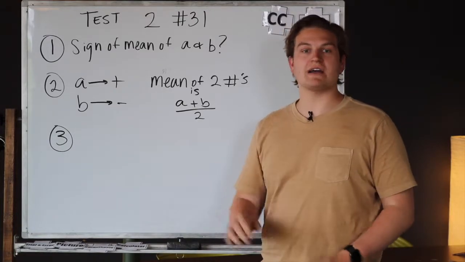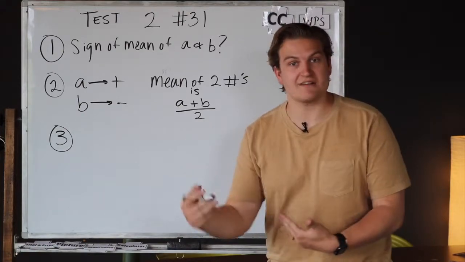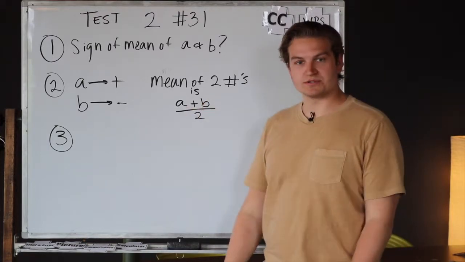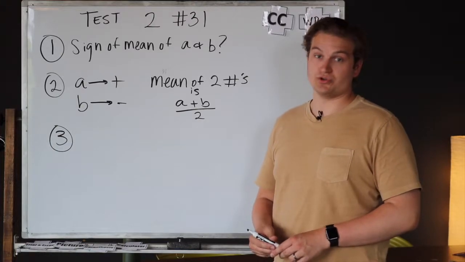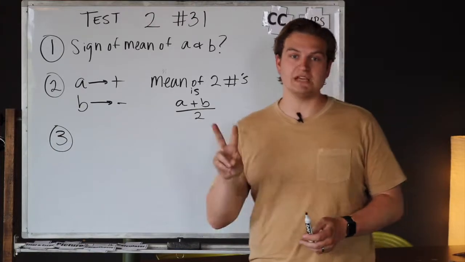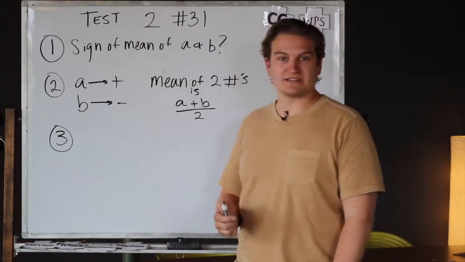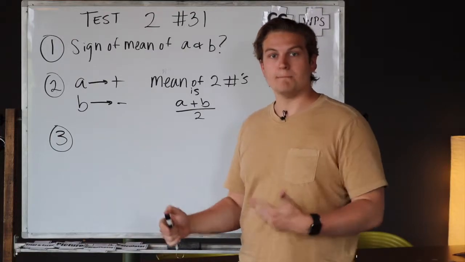So just a quick reminder of what the mean of two numbers is. The mean is also called the average. And to calculate the mean of two numbers, you add those two numbers together and you divide the sum by 2. And that's how you calculate the mean of two numbers. So what we want to know is, okay, if A is a positive number and B is a negative number, what is the sign of their mean?